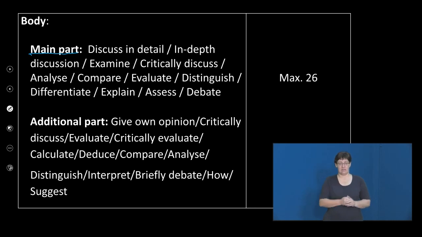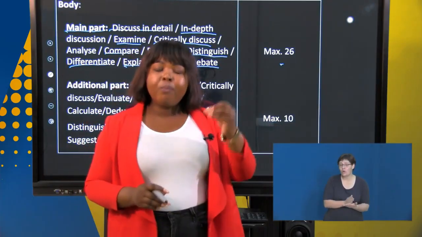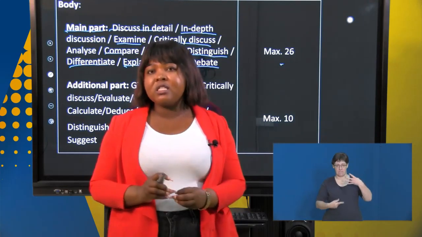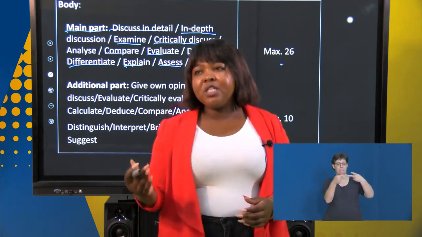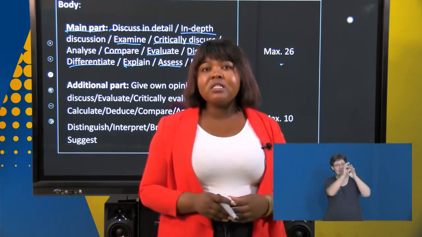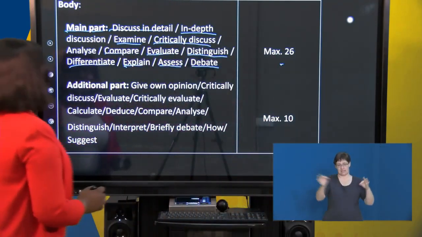Like I said to you guys, this is typically asked as discuss in detail or in depth, examine, critically discuss, analyze, compare, evaluate, distinguish, differentiate, explain, assess, debate. This carries 26 marks in the exam. You need to make sure that you write in point form and you also write full sentences. A lot of the learners make the mistake of writing in points and not expanding their sentences. Make sure that you write in point form, but you expand full sentences. Right, and then we move on.